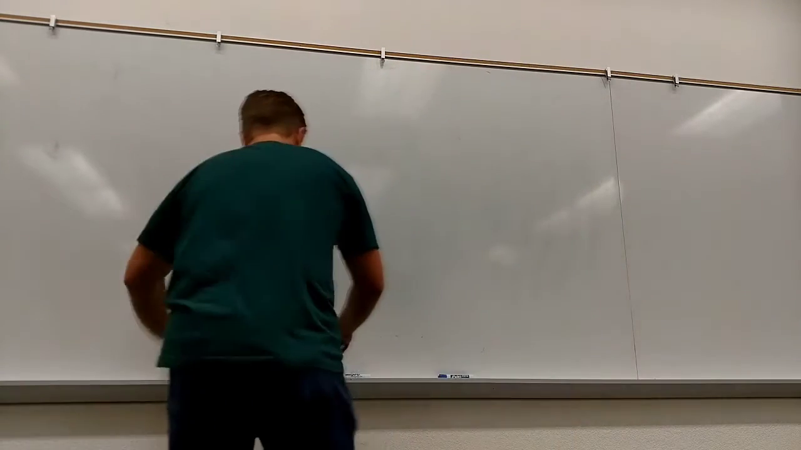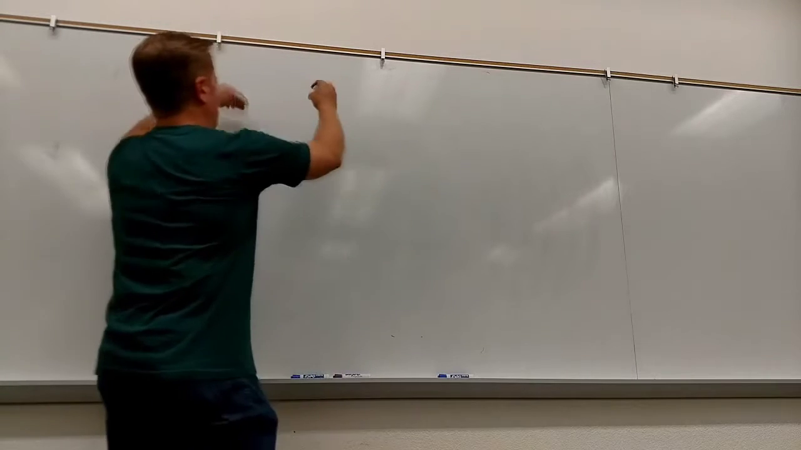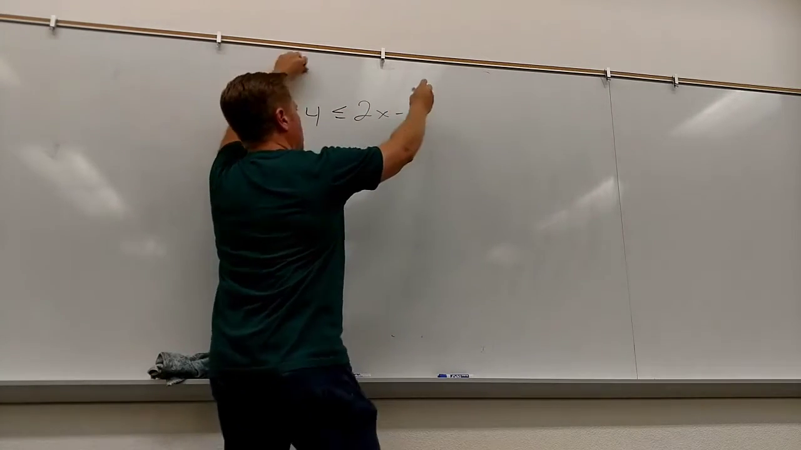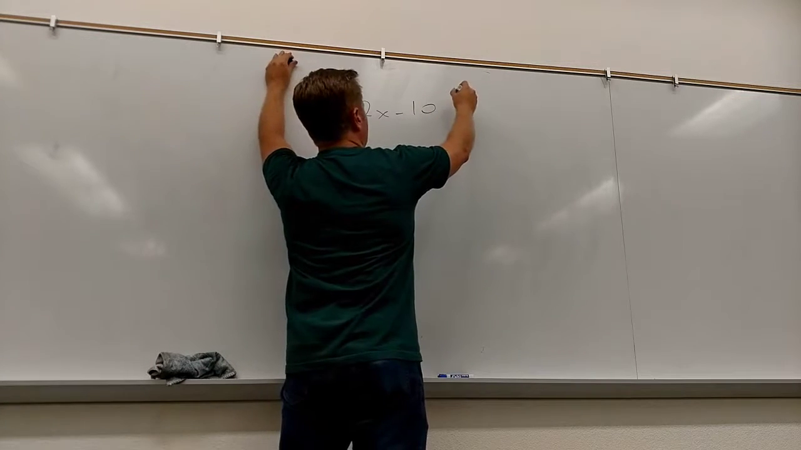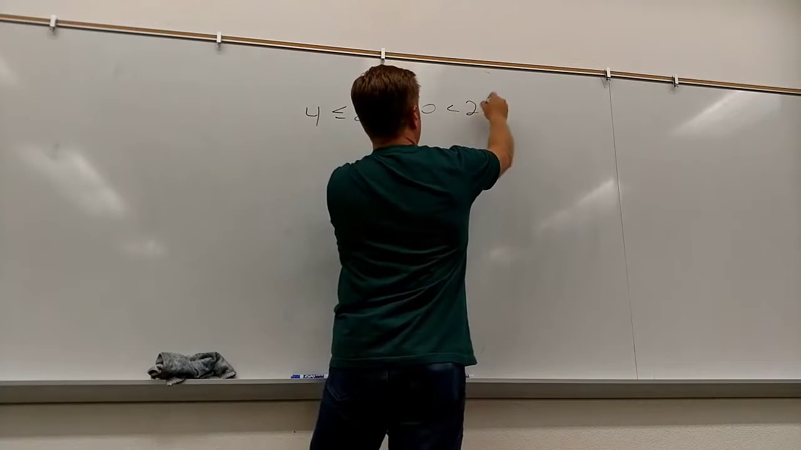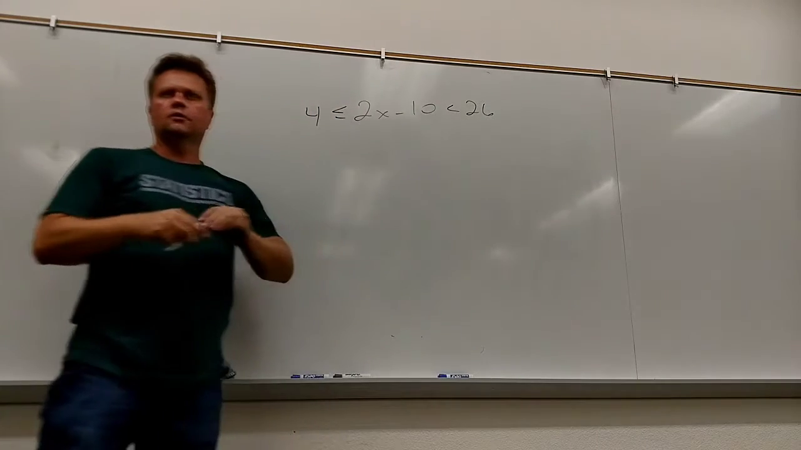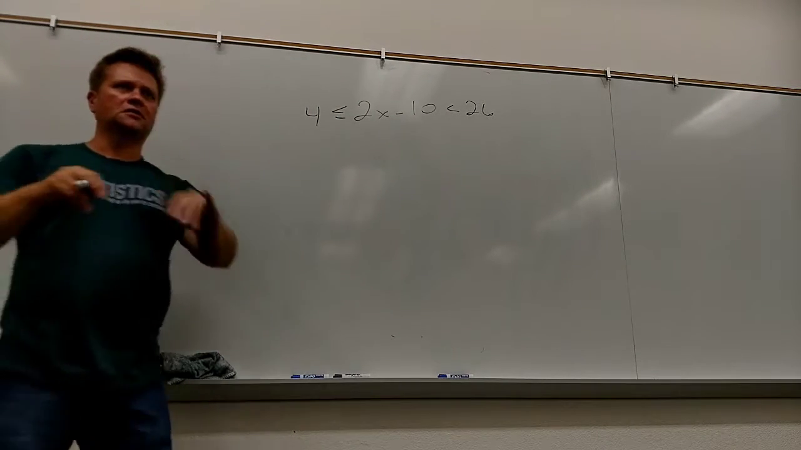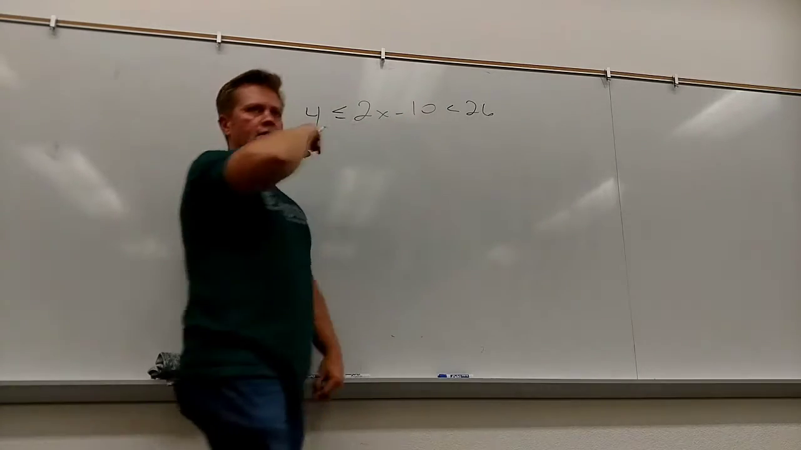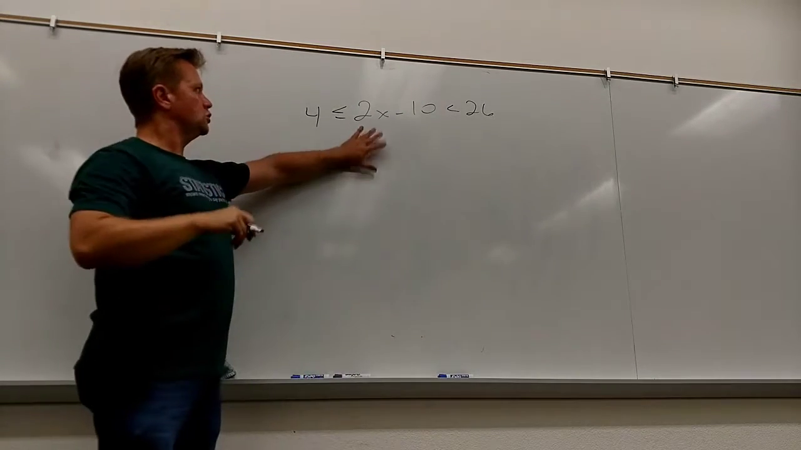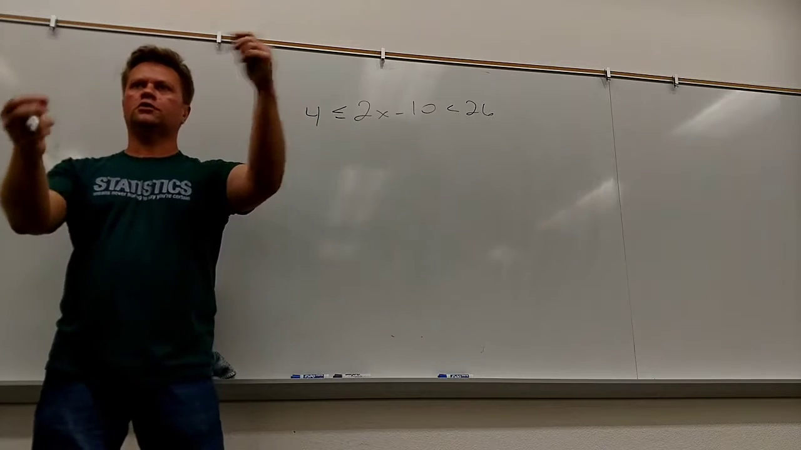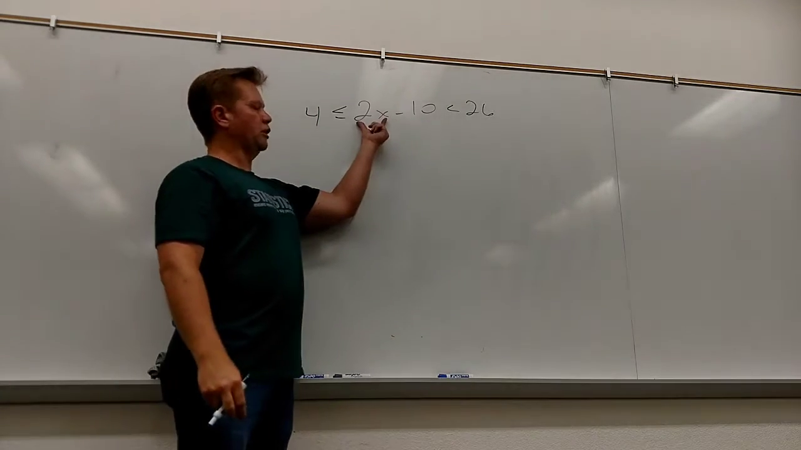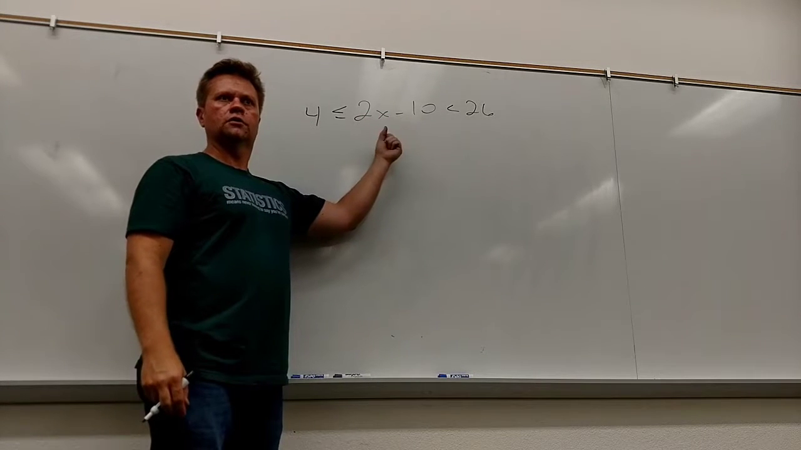I'm almost certain some of you know where I'm going with this. The one thing we definitely have that has more than one side would be something like this: 4 less than or equal to 2x minus 10, which is less than 26. How many sides are there to this? 3. There's a left side, a right side, and an inside. So what do you always focus on when you're solving anything? You're trying to get your variable by itself. So that's where your variable is. What are you going to do first?